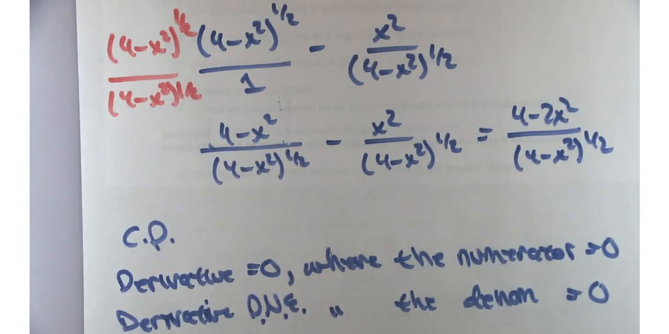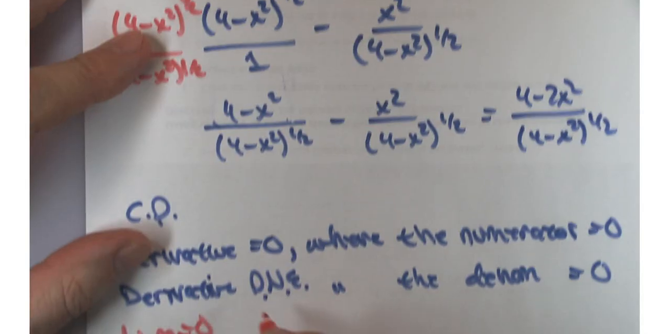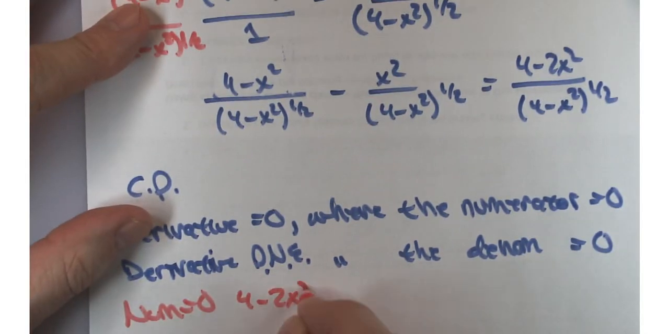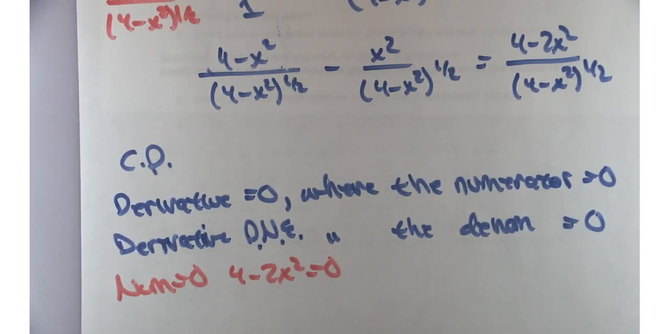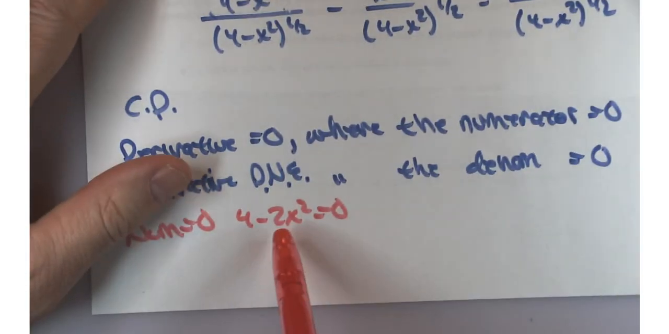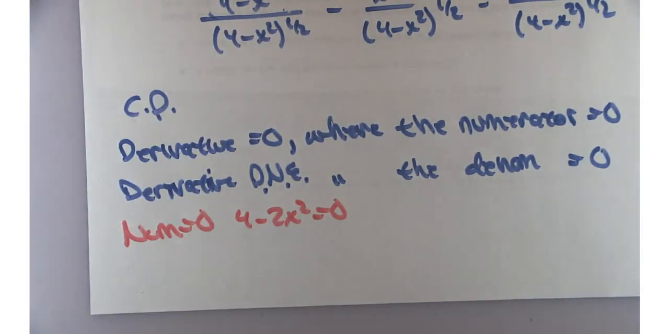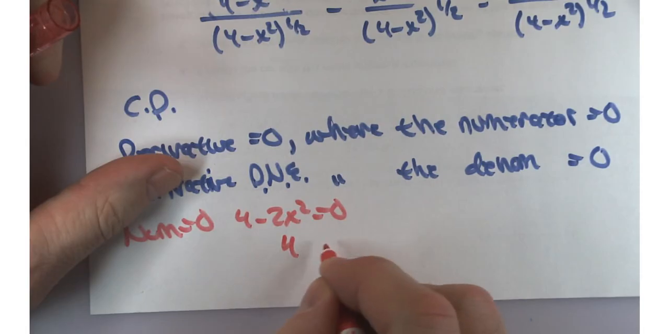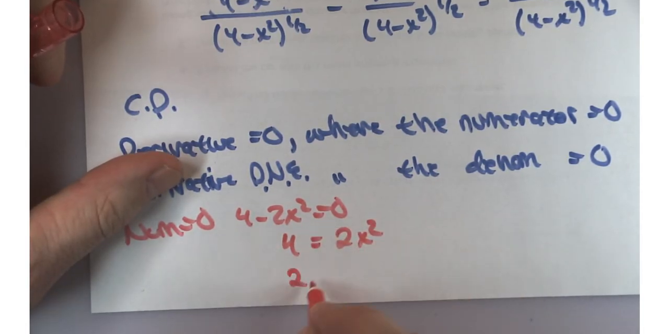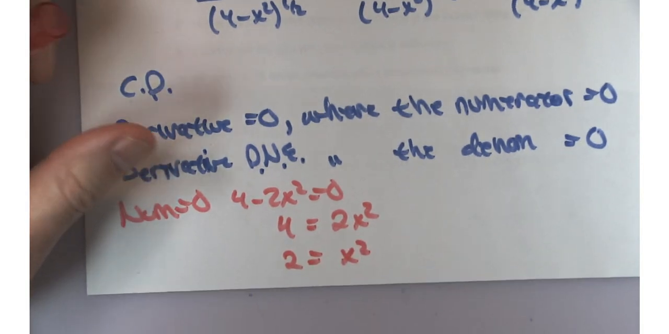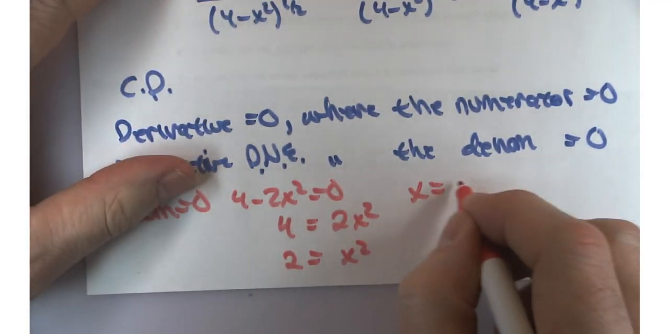So the last thing to do then is to figure out where the numerator equals 0. That's going to be 4 minus 2x squared equals 0. Personally, I find it easier to move the 2x squared to the other side as opposed to the 4 to the other side. What do you think I like about moving the 2x squared to the other side? It becomes positive. Divide both sides by 2. You get x squared equals 2. So x equals plus or minus the square root of 2.